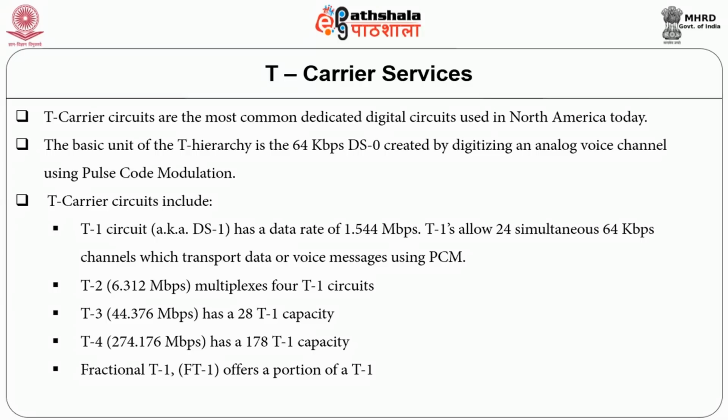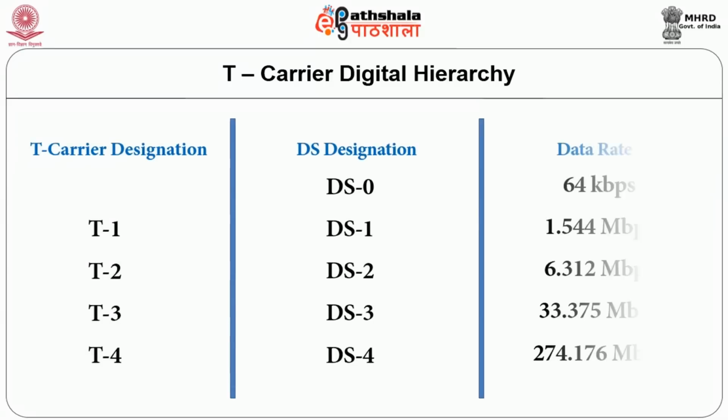And if you look at the speed, you can see 1.544 Mbps in T1. And when it goes higher, T2, it is 6.3 Mbps, then 44 Mbps, and T4 is 274. Up to T3, we can take it as an example from various countries. T4, still we have to explore it, whether it is available.